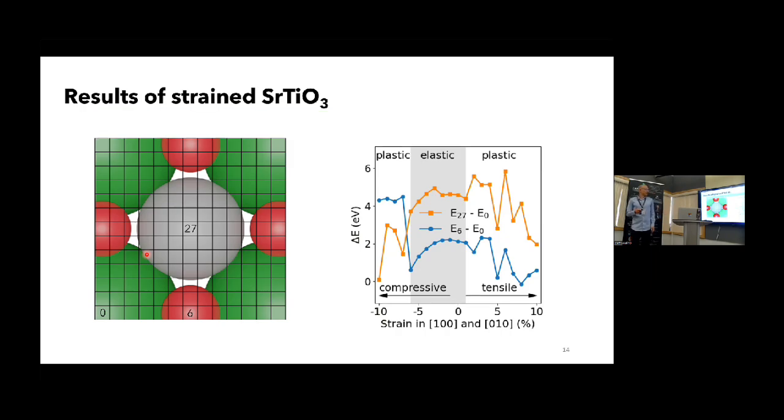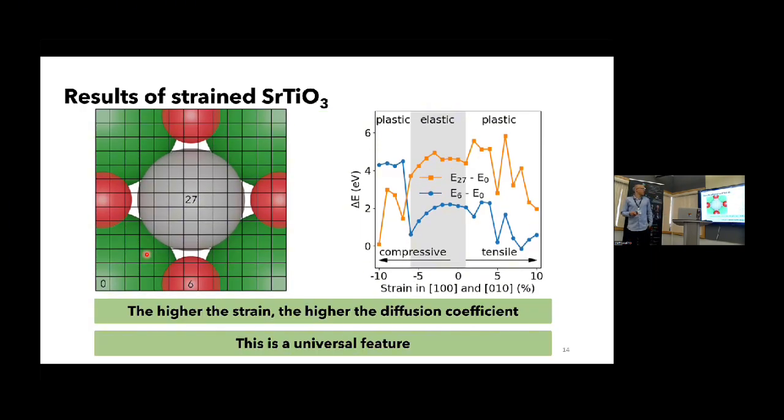And we see that the higher the strain, the higher the diffusion coefficient, at least in the elastic regime, because in plastic it gets unpredictable. And since this is just based on binding energies, when we compress or move away the atoms, the binding energy drops, and therefore also the binding energy of the surface species.